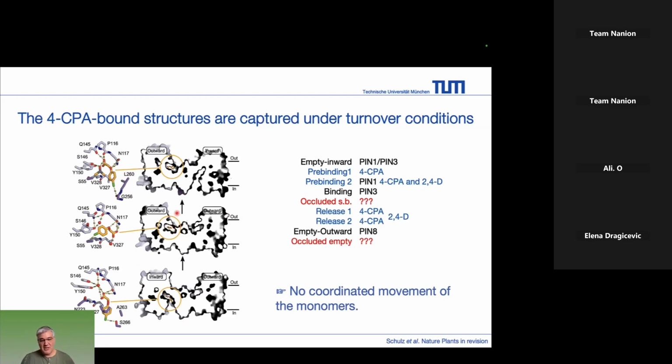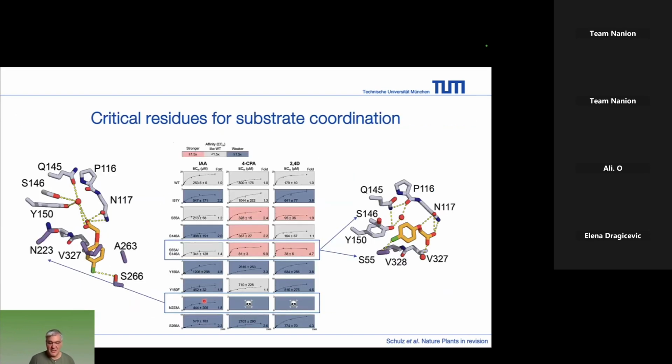That was very informative, but the most interesting part for us was that you can see here that one monomer is outward and another one is inward. Then we got here outward configurations, and here other types of configurations, which means that in our case, we could show that the monomers in the PIN dimer can move independently. This is pretty interesting because this was not known for any of the proteins that have the same fold as PIN proteins.